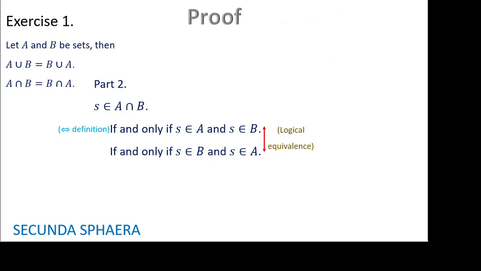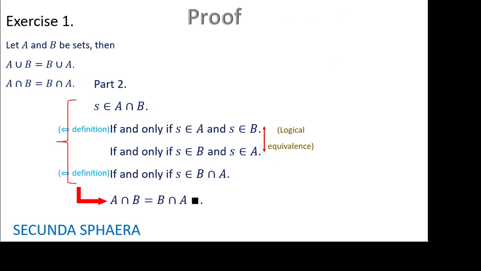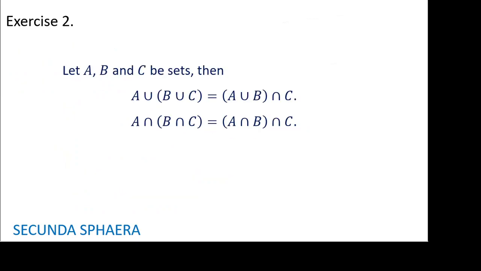And okay, after this point, we can use again the definition of intersection. So if and only if S is in B intersection A. And this would give us an argument connected by equivalences, which would give us the equality that we want, which is A intersection B is equal to B intersection A. And this would be it for part two, and this would be it for the entire exercise one. And now we can move on to exercise two.